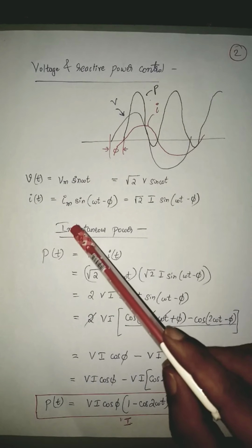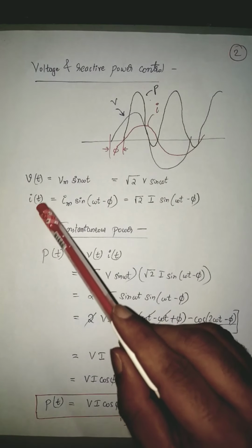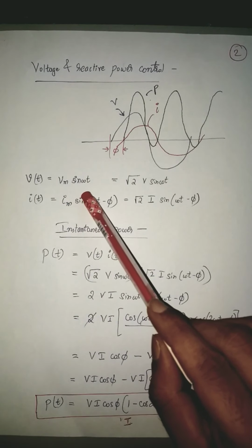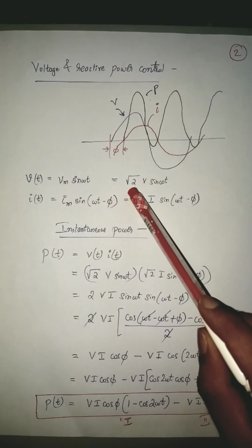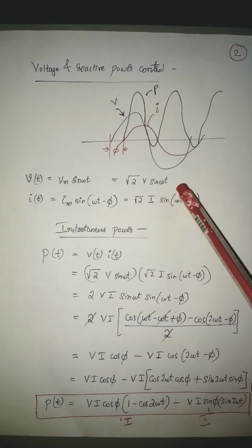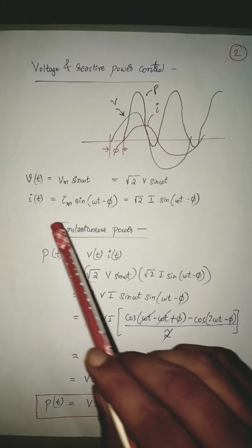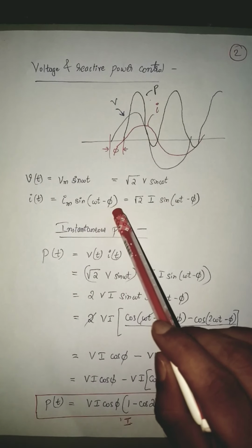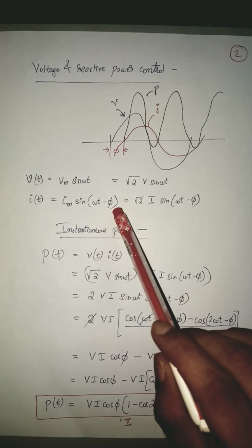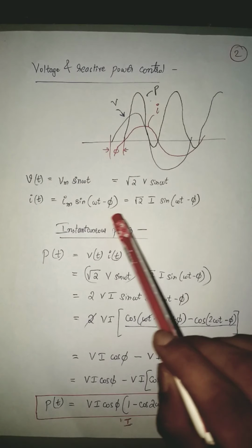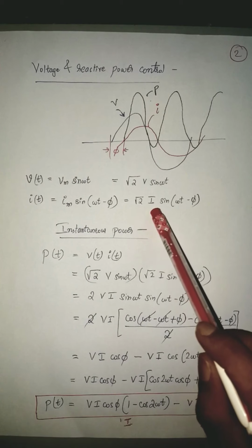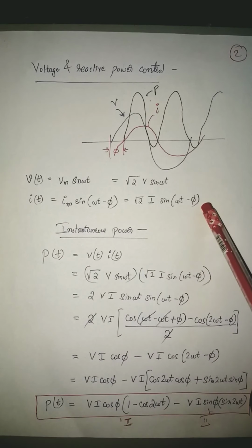So the expression for voltage is given by v of t is equal to Vm sin omega t, which is nothing but root 2 into V sin omega t, RMS value. And i of t is given by Im into sin of omega t minus phi, which represents lagging inductive load. So instead of Im, I can call it as root 2 into I. So root 2 into I sin of omega t minus phi.